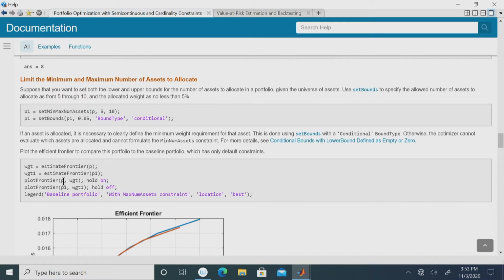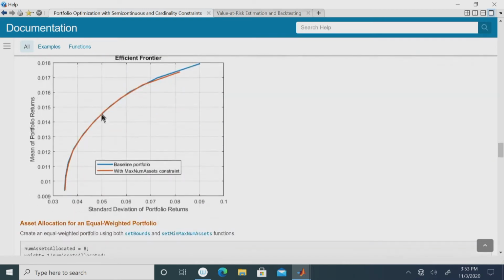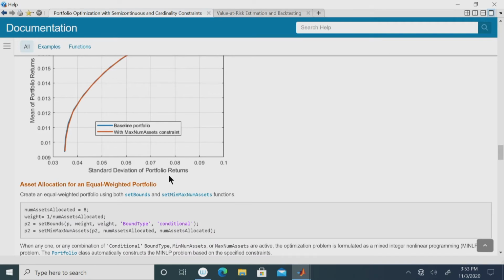So, that will be given by the plot of P n WGT and P 1 WGT. It turns out that this is going to be the efficient frontier that we have. The blue one again is the baseline portfolio, and the orange one is the one with max number of asset constraints. This means that this is the one where the number of assets lies between 5 and 10, and the minimum weight is going to be 5% for each asset.